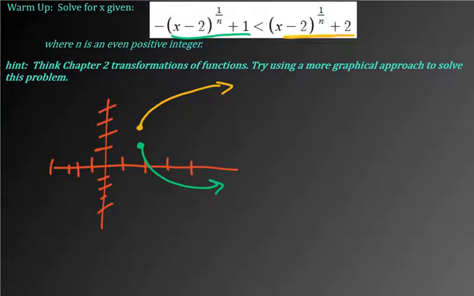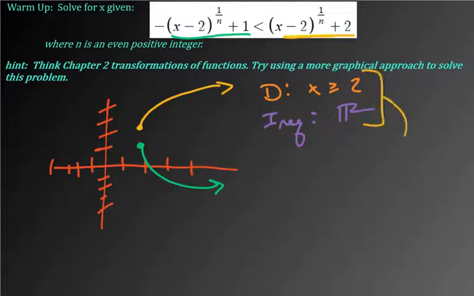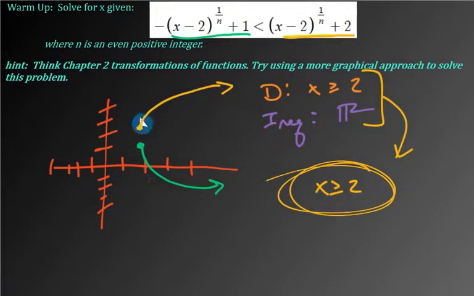So based on that picture, the question is when is this green one less than this yellow one? You can see that it's basically always less than it, except that they're not always defined. The domain, if you set the inside greater than or equal to 0, is x greater than or equal to 2. The inequality part looks like it should be all reals, because the green one's always less than the yellow one. If you meld these two together, the final answer is just x greater than or equal to 2. Anything greater than or equal to 2 is going to keep that green one less than the yellow one.